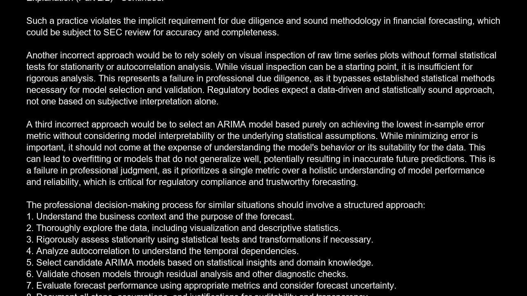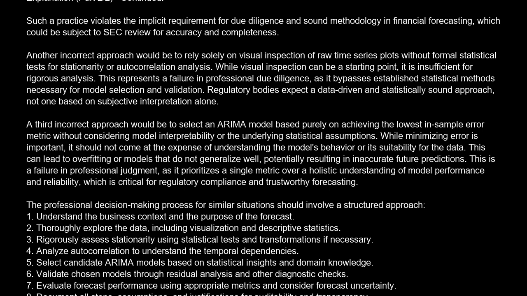This is a failure in professional judgment, as it prioritizes a single metric over a holistic understanding of model performance and reliability, which is critical for regulatory compliance and trustworthy forecasting. The professional decision-making process for similar situations should involve a structured approach.